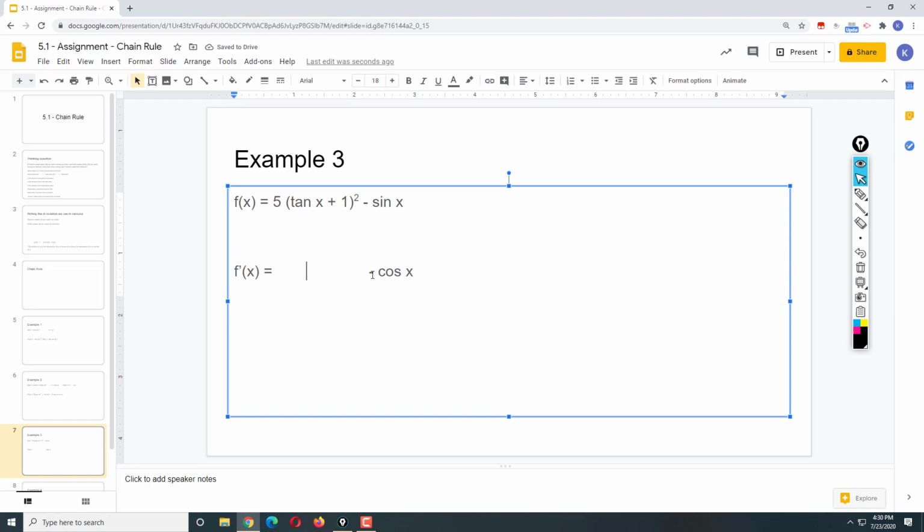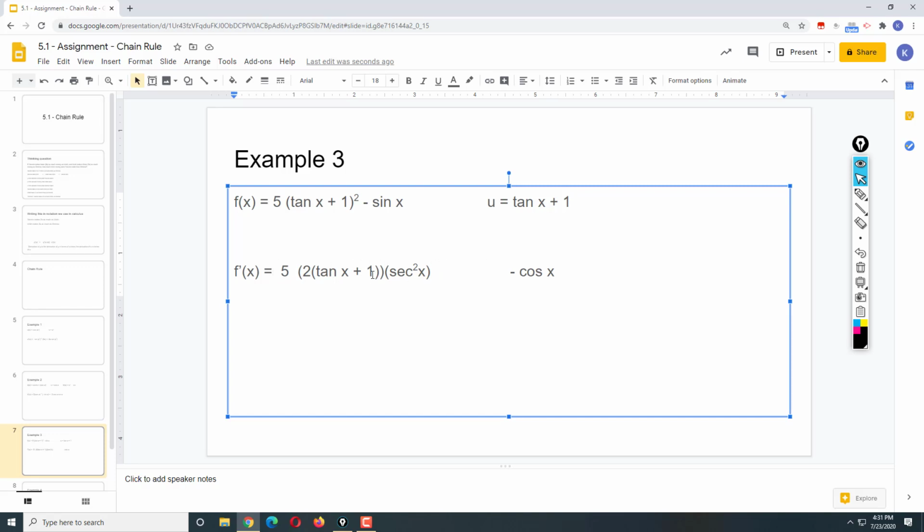Now let's differentiate the first term. We have 5 times whatever's inside, so we can do 5 times whatever. Next, we have tangent x plus 1 squared. Well, the derivative of u squared is 2u, so it's going to be 2u, where u is tangent x plus 1. Of course, 2u is just 2 times tangent x plus 1. And then we have to take the derivative of the inside, du over dx. Well, the derivative of tangent x is secant square x. And the derivative of 1 is 0. So we just multiply them together.